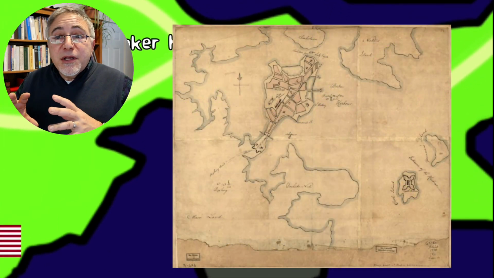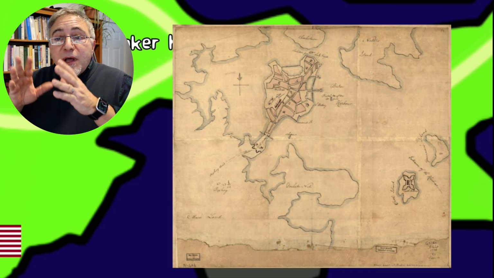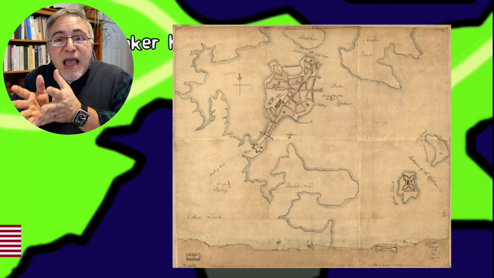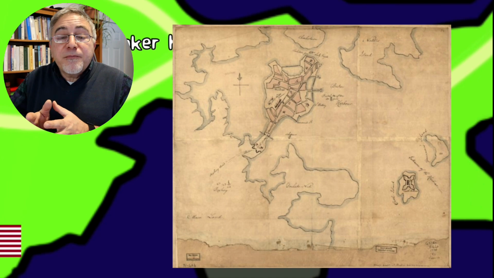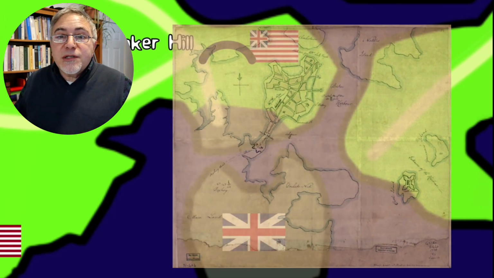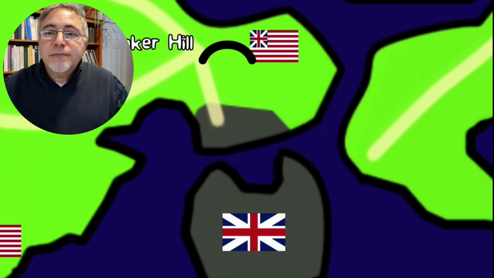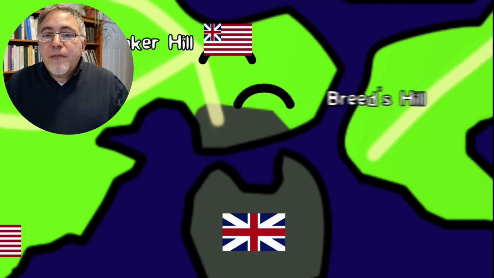Notice how Boston in this map is on a peninsula that's connected to the mainland by this narrow strip of land at the bottom. This has changed a whole lot since then. So they fortified Bunker Hill and set up defensive positions on nearby Breed's Hill.